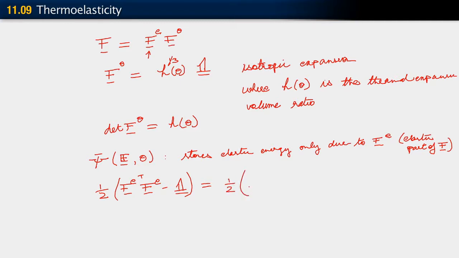Now, Fe transpose, from this relation, we can write as h to the minus 1/3 F transpose F times h to the minus 1/3 again. All I've done is to essentially rewrite Fe in terms of F and our thermal part of the deformation gradient, minus the isotropic tensor.